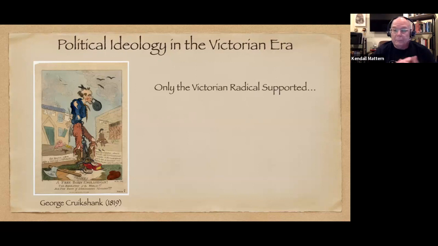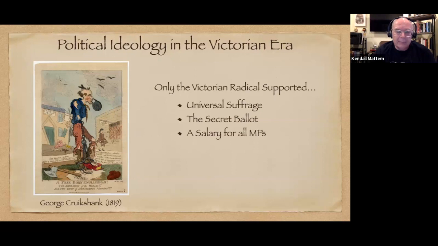So the third point of view, for our purposes, is the radical. And what does a radical stand for at that time? There's about 6 of them, but the main ones for the British were universal suffrage. Now, there was some division here. For some, this meant universal manhood suffrage, but for some, it would include women.